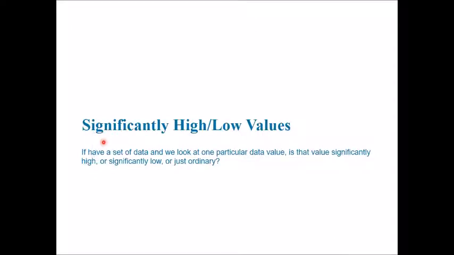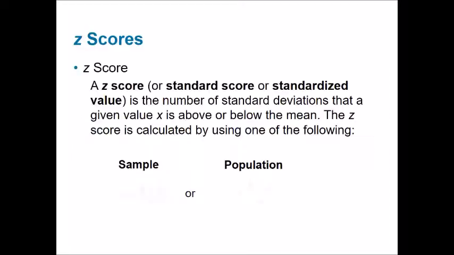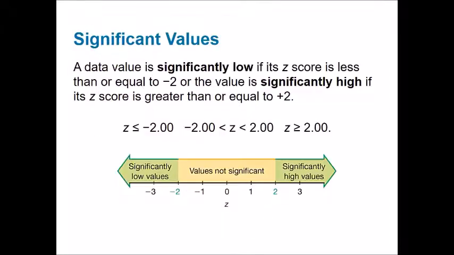Our first question was about significantly high values and significantly low values. We're going to use something called a z-score to answer that question. The formula for a z-score is our data x minus the mean x bar, divided by the standard deviation. Or for our population, the mean is called mu and the standard deviation is called sigma.